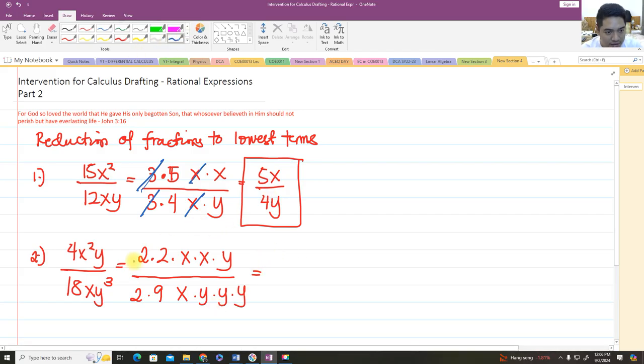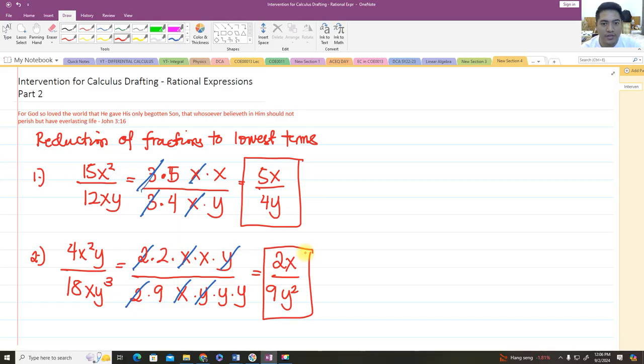What's going to happen here is the 2's will cancel. 2 over 2 will be 1. And the x will cancel, and also the y will cancel. Whatever is remaining, that's your answer. So you have 2x all over 9y times y, that is y squared. That is how you reduce the rational expressions into lowest form.